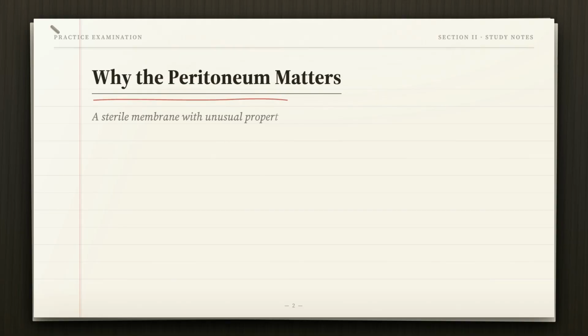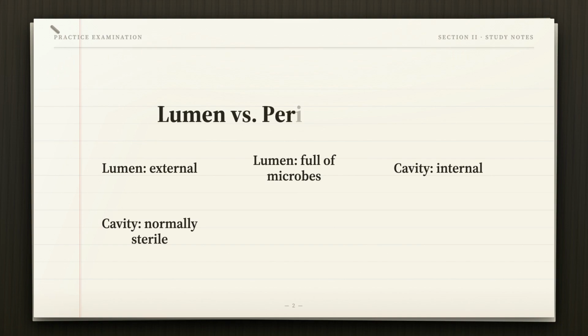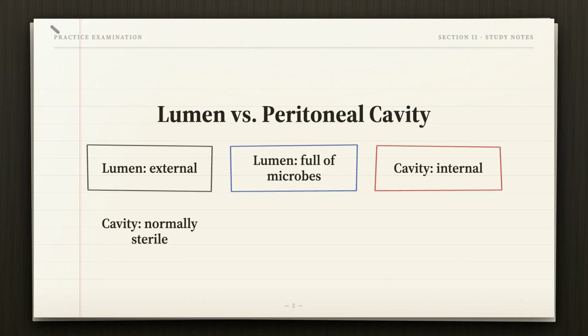The peritoneum is sterile, enormous in surface area, richly vascularized, and drained by extensive lymphatics. Those same features make it an efficient absorptive surface for peritoneal dialysis, but also a dangerously efficient route for infection to spread. The lumen of the gut is continuous with the outside world, normally full of bacteria and lined by mucosa. The peritoneal cavity is genuinely internal, normally sterile and lined by mesothelium, so when a perforation lets lumen contents cross that boundary, peritonitis follows fast.